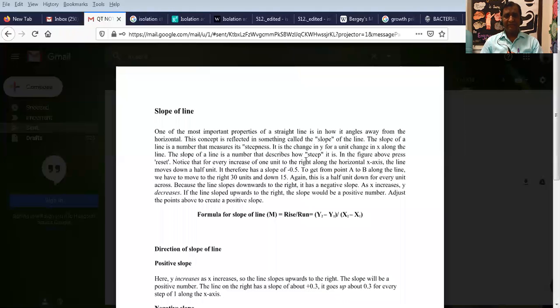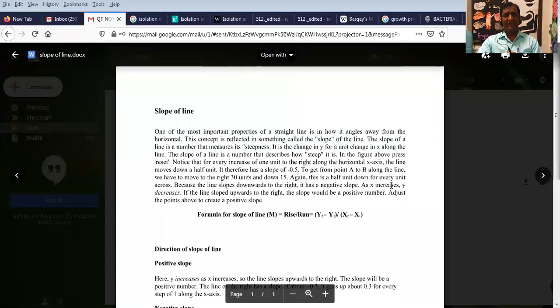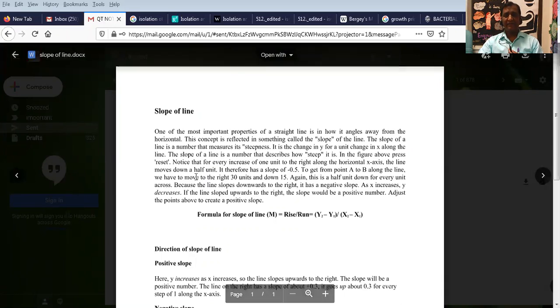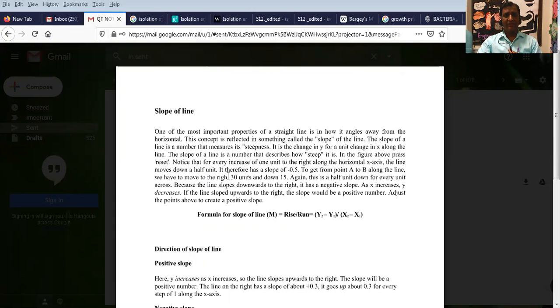In the figure above, press reset, and notice that for every increase of 1 unit to the right along the horizontal x-axis, the line moves down a half unit. It therefore has a slope of minus 0.5.